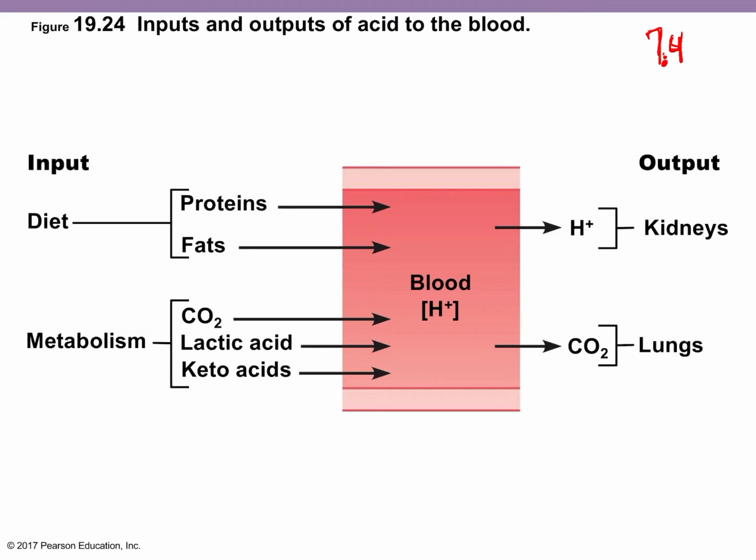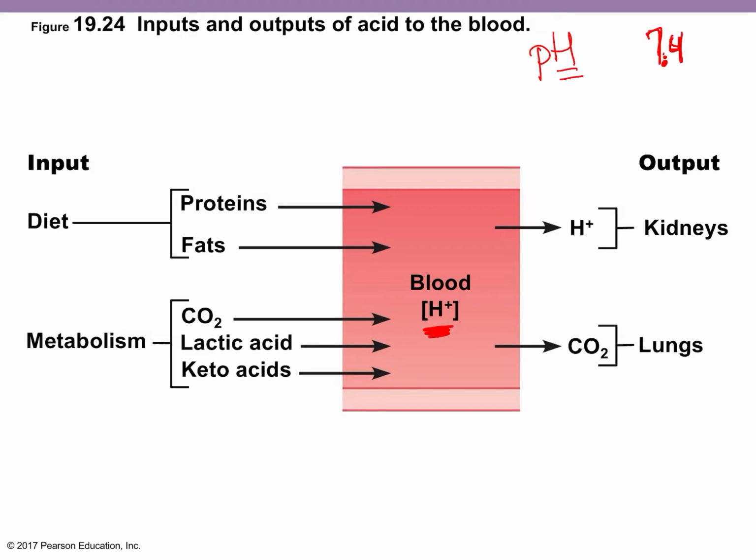So first of all, where do we get our disturbances in acid base, right? So it's from the diet and it's also from metabolism. So the input to our concentration of hydrogen, right? Because ultimately, what does pH stand for? Power of hydrogen. So we're looking at the hydrogen ion concentration. The diet, proteins and fats, so the majority of the acids are going to come from your diet.